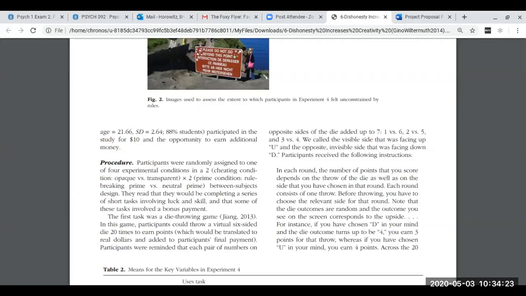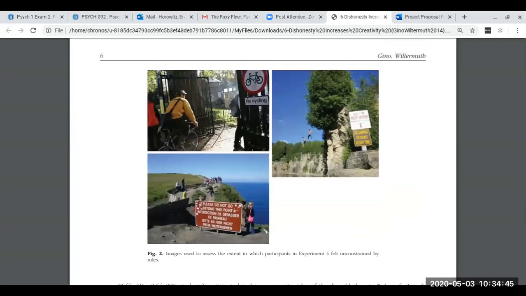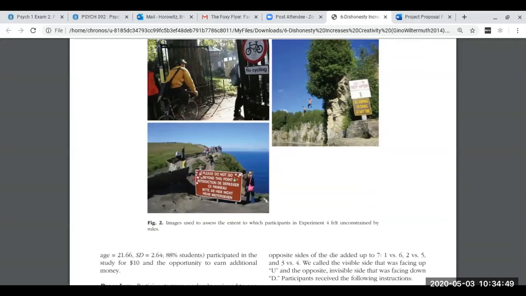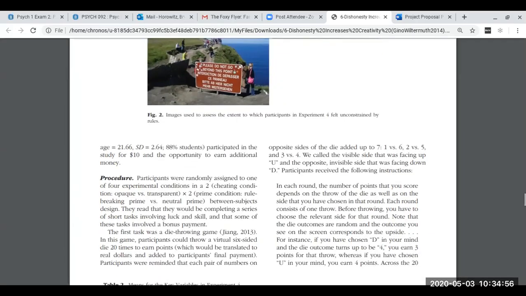What did those mean? It tells you right here that in one of them, you didn't have to tell them whether you chose up or down. And in the transparent one, you did have to tell them. So the opaque one was the cheating condition. Prime condition was looking at the matching sets for the memory game. You would have 5 pictures that kind of looked like this, showing people breaking rules, and 3 normal ones. In the non-prime condition, or the regular prime condition, it was just 8 pictures of random objects that had nothing to do with rule breaking or cheating, right?